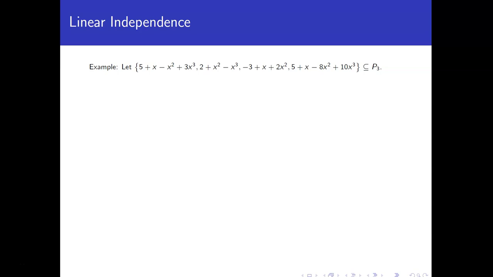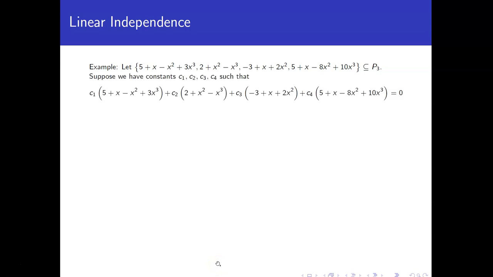Remember again, P3 is our set of polynomials that have degree 3 or less, along with the zero polynomial. We want to see whether or not this is linearly independent. So we set it up the same way we set up the previous one. We want constants. In this case, we need four constants because we have four vectors in our set.